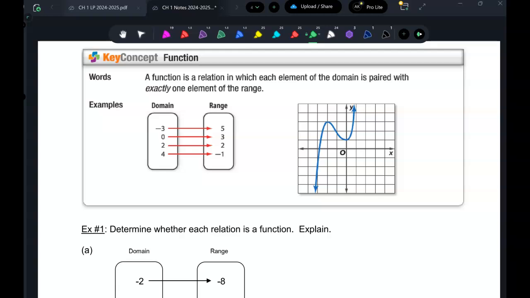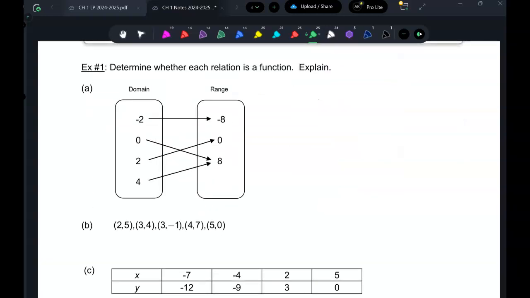Okay, so a function is when each element in the domain is paired with exactly one element of the range. I'll explain what that looks like. Here's an example of a mapping. And then this is a kind of wavy curve. This is also an example of a function.